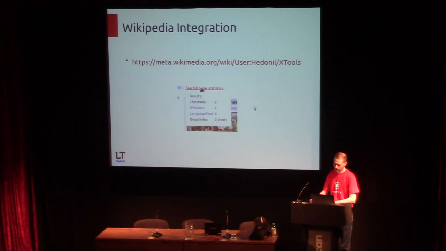There's another way to integrate this. Someone has written this XX tools. For every Wikipedia page you visit, it adds a few additional links. And under this "see full page statistic" links, you will also have a Language Tool link, and it runs Language Tool automatically. And here it shows the number of potential problems that Language Tool has found, and then you can click on this, and then you get into the process which I've just shown to you.